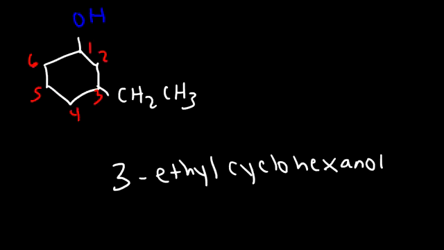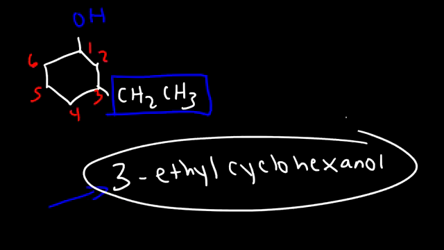Now we do need to specify the 3 on the ethyl group because the ethyl group can be on carbon 2, it could be on 4, and so we need to say, hey, this is on 3. We need to give enough information that if we're given the name, we can draw this specific molecule.